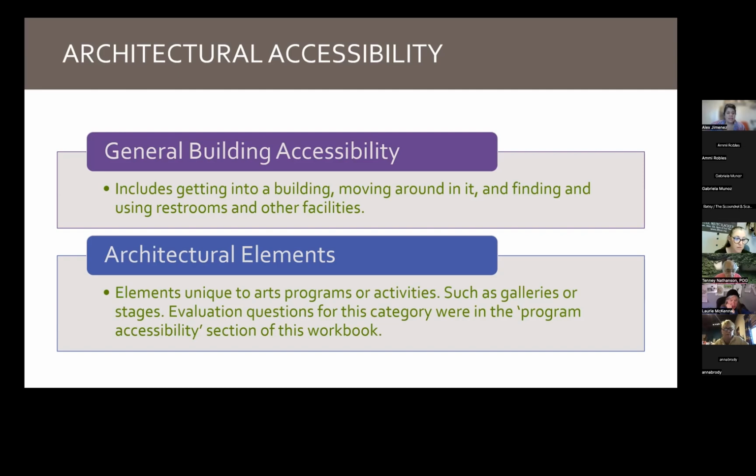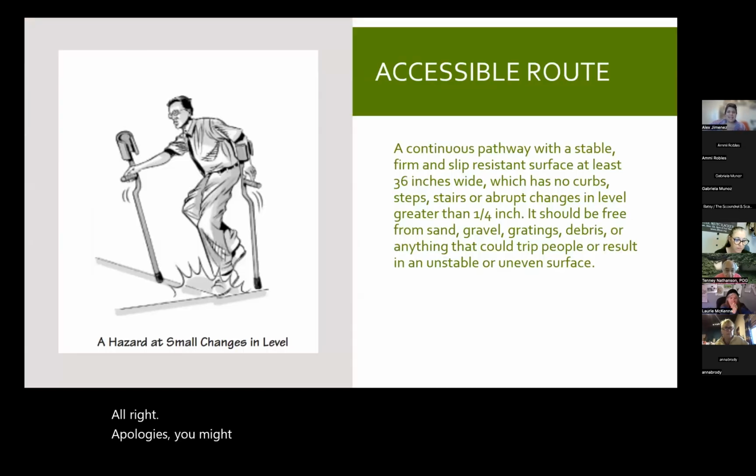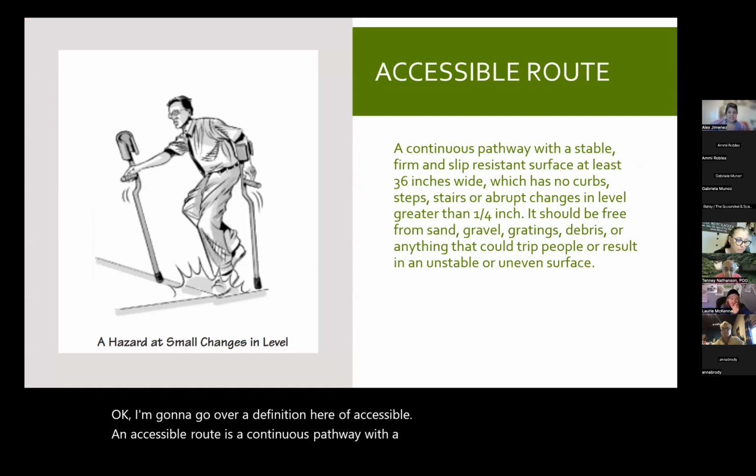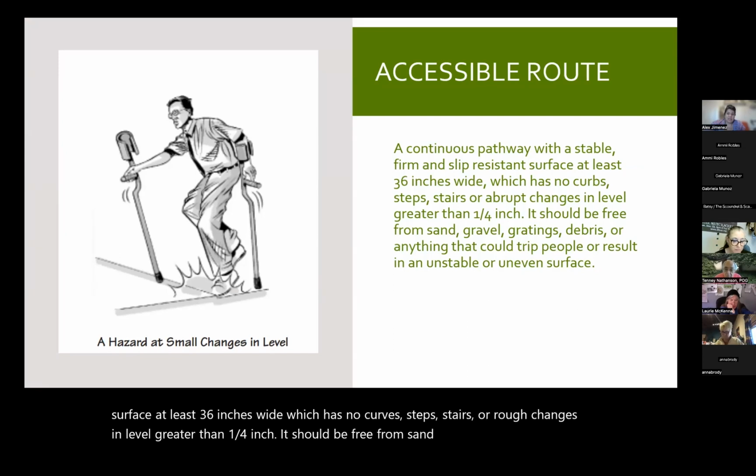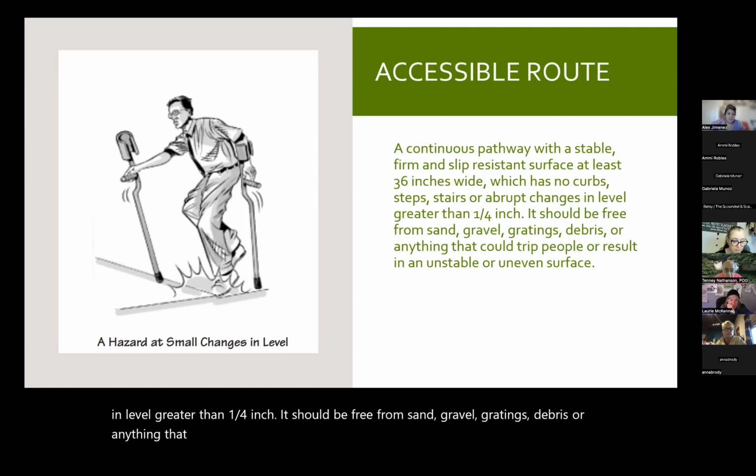All right. Apologies, you might hear some noises in the background. I'm going to go over a definition here of accessible route. An accessible route is a continuous pathway with a stable, firm, and slip-resistant surface at least 36 inches wide, which has no curbs, steps, stairs, or abrupt changes in level greater than a quarter inch. It should be free from sand, gravel, gratings, debris, or anything that could trip people or result in an unstable or uneven surface.